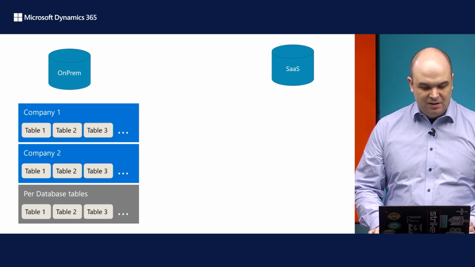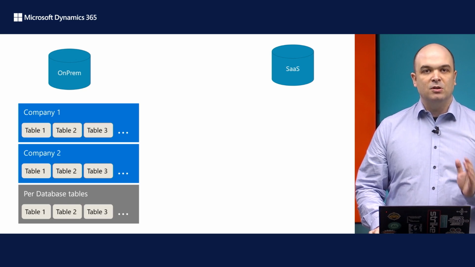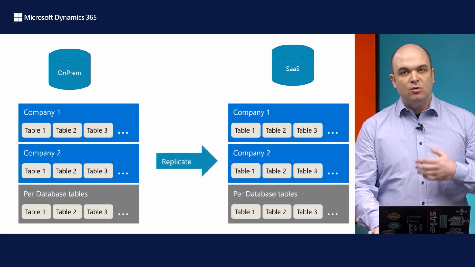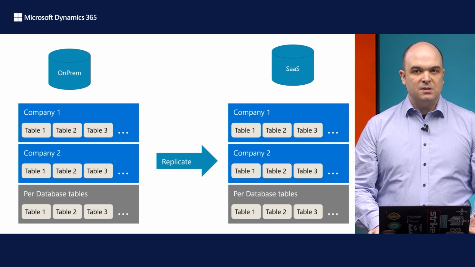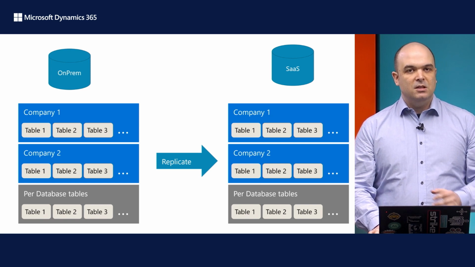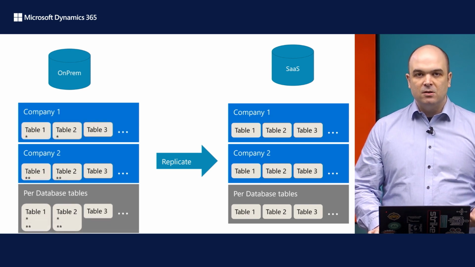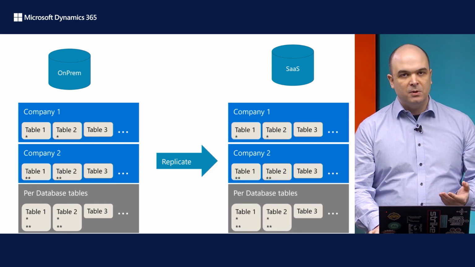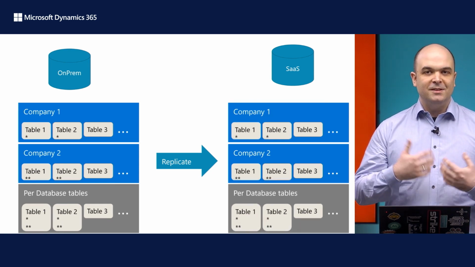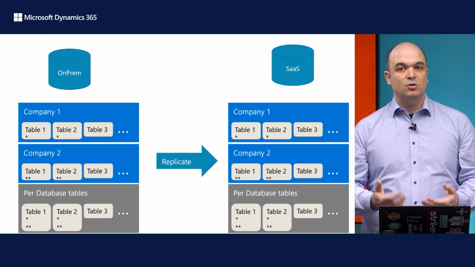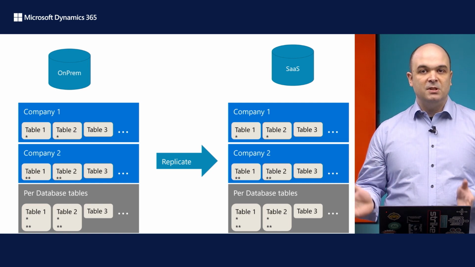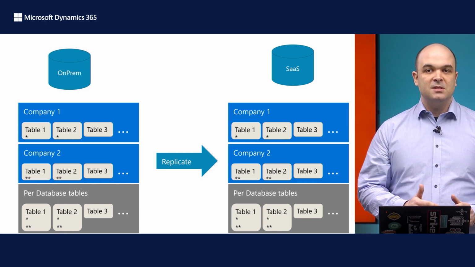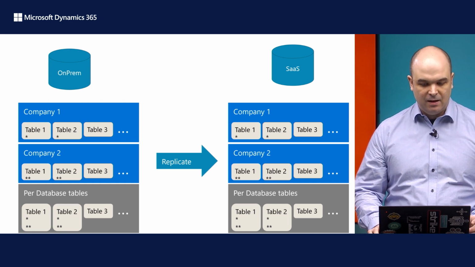The solution is actually relatively simple, and this one is that when you enable the migration, you replicate all of the companies that you have. Then it's not a problem if on-prem is still used, because when you do the final replication, we are going to copy the entire data and the data is going to be in sync. So the per database tables and per company tables are going to be aligned.